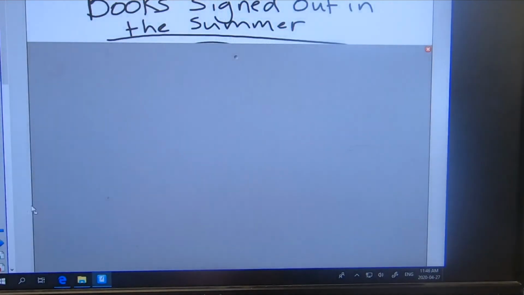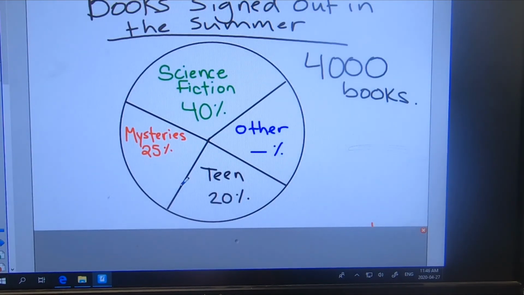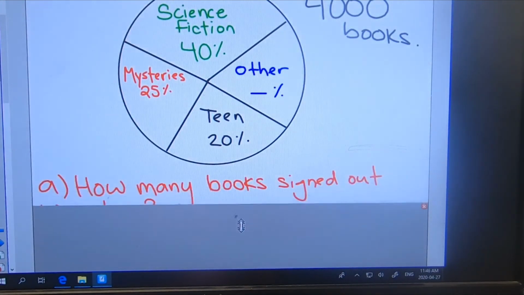Now we're going to go and do another example here, and this one is different. This is books signed out during the summer. So this is a library that's broken down what books they've given out into 4 categories. And there's a total of 4,000 books that were signed out during the summer. Science fiction was 40%, mysteries at 25%, teen at 20%, and an undetermined amount of other books. Okay, so let's go through the questions here.